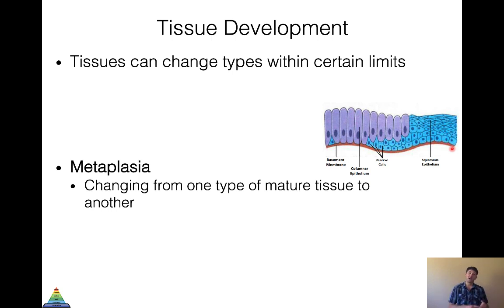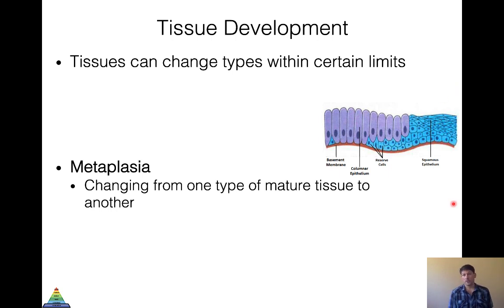Metaplasia, so we had hyperplasia, okay, so getting more cells. Neoplasia, new growth. Metaplasia is changing form. So if you think of metamorphosis, changing form, here, metaplasia is changing from one type of tissue into another type of tissue. So you can see this diagram over here. We have columnar epithelial tissue that over time could eventually change into squamous epithelial tissue.